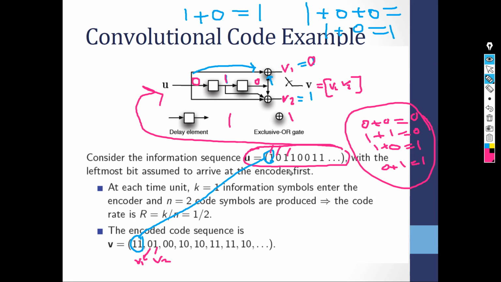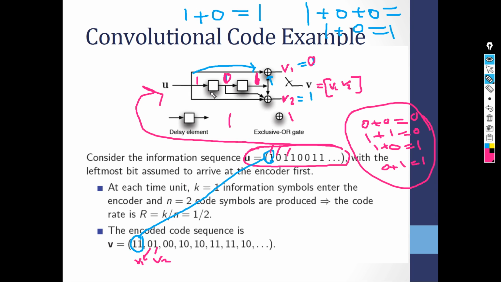Let's take now the third bit 1. What will happen to the circuit? It will push these bits one step to the right, because a new bit is coming to the circuit, and we need to recalculate the values of V1 and V2 accordingly. So what will we get here? This 1 will move here, and this 0 will move here, and then the bit that's coming to the circuit is 1. So you remove this 0 and put 1 instead of it.